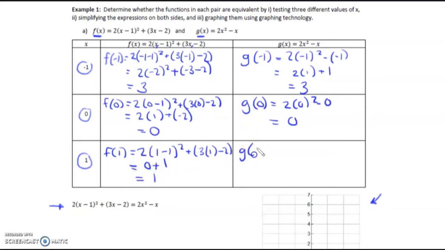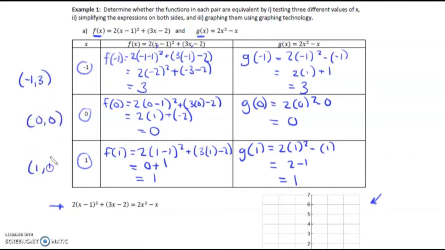Okay, what about g at 1? 2 times 1 squared minus 1. Okay, we get 2 minus 1, which is 1. Okay, so the first way, when we take a look at a couple different points, for -1, we get 3 each time. For 0, we get 0 each time. And for 1, we get 1 each time.